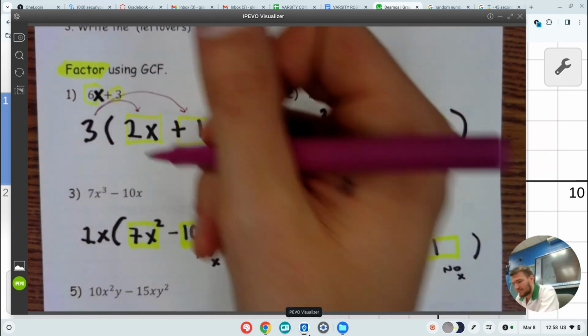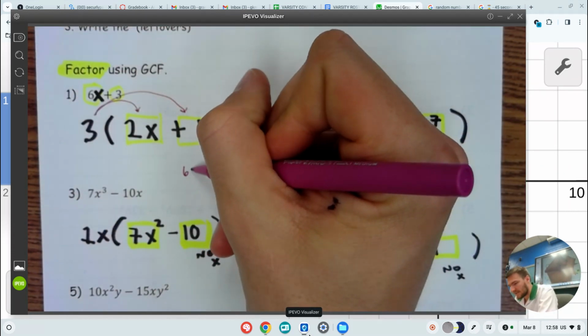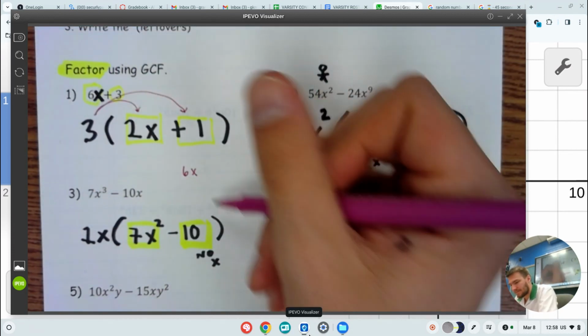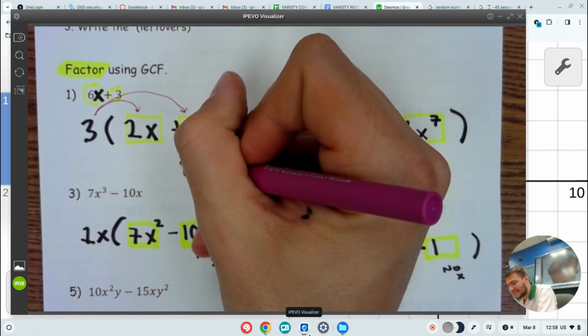Well, what's 3 times 2? 6x. And what's 3 times 1? 3. And what is this?